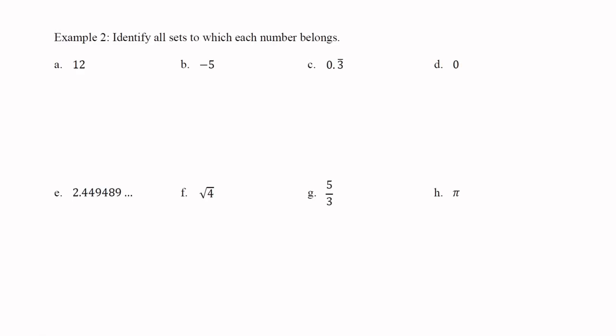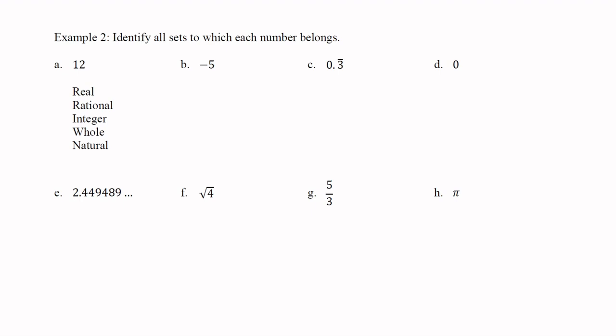All right, let's take a look at another example. This time, we're going to just identify all the sets to which each number belongs. So, first of all, 12. It is a real number. It exists in the real world. Is it rational or irrational? Well, it is rational. It is an integer. It is a whole number. And it is natural.